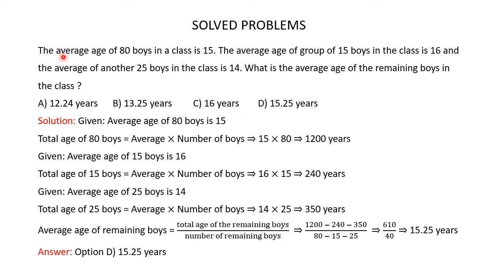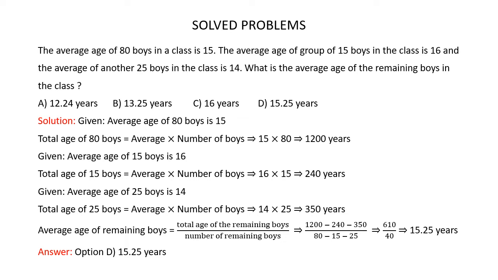The average age of 80 boys in a class is 15. The average age of a group of 15 boys in the class is 16. And the average age of another 25 boys in the class is 14. What is the average age of the remaining boys in the class? You are given 4 options here and you have to find out which of these options is the correct one.